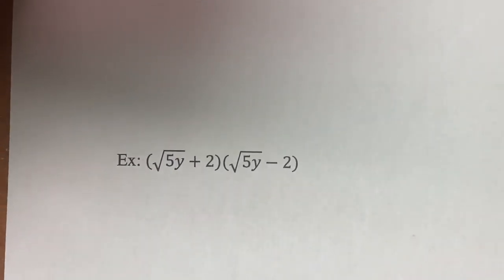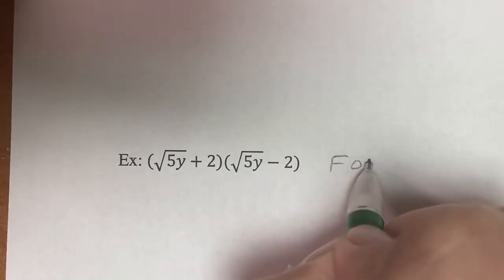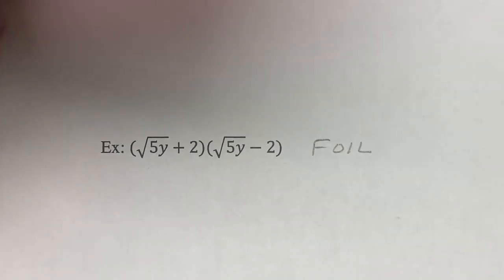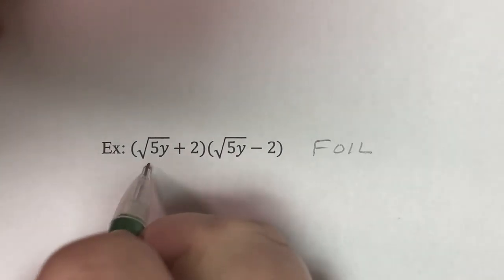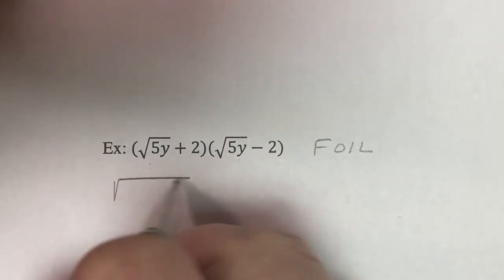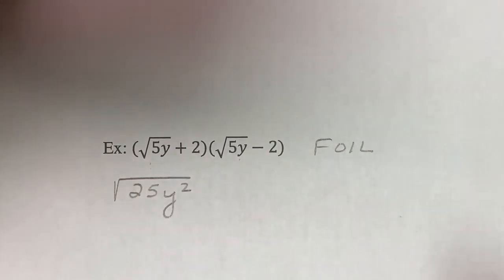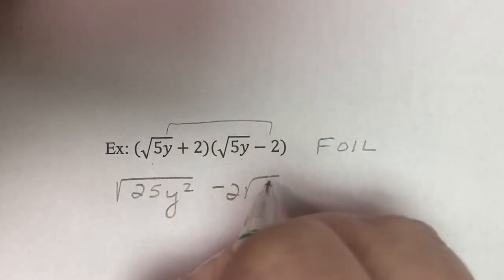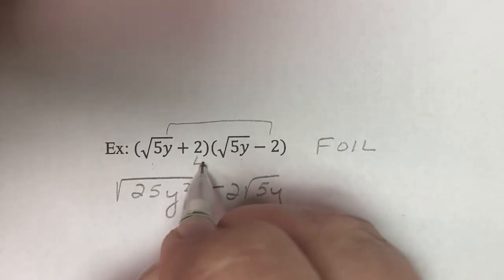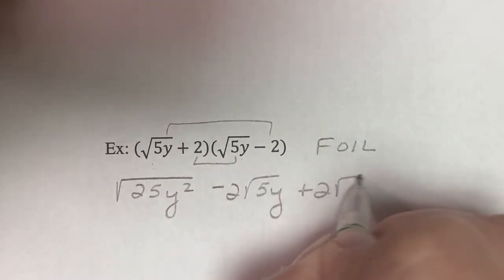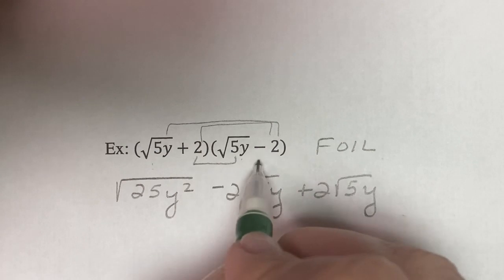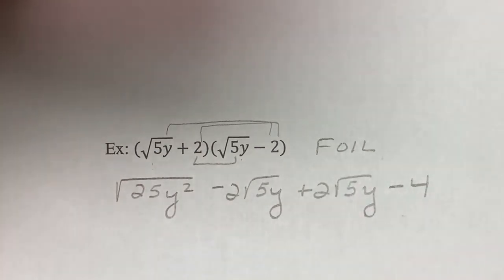And finally, one more. Again, we've got a FOIL, although you may notice something special about these binomials, but let's check it out and see what happens. So root 5y times root 5y would be root 25y squared, because I had to multiply 5y times 5y. Outside, I'm going to get negative 2 root 5y. Inside, I'm going to get positive 2 root 5y. And the L in FOIL, the last, would be 2 times negative 2, which is negative 4.